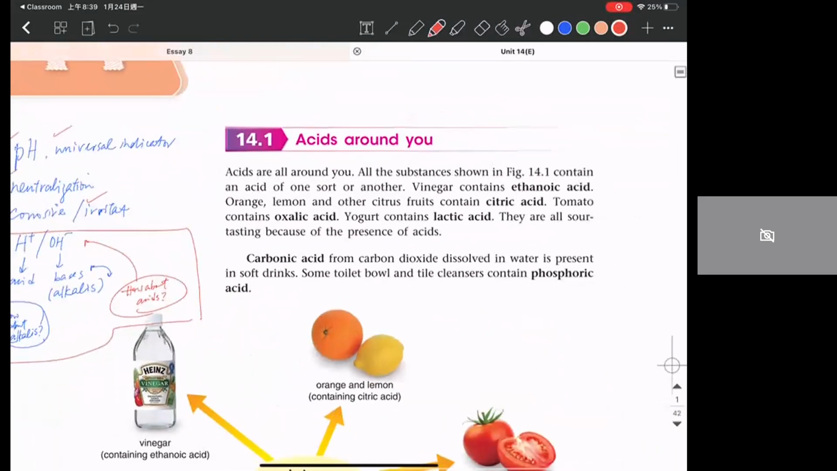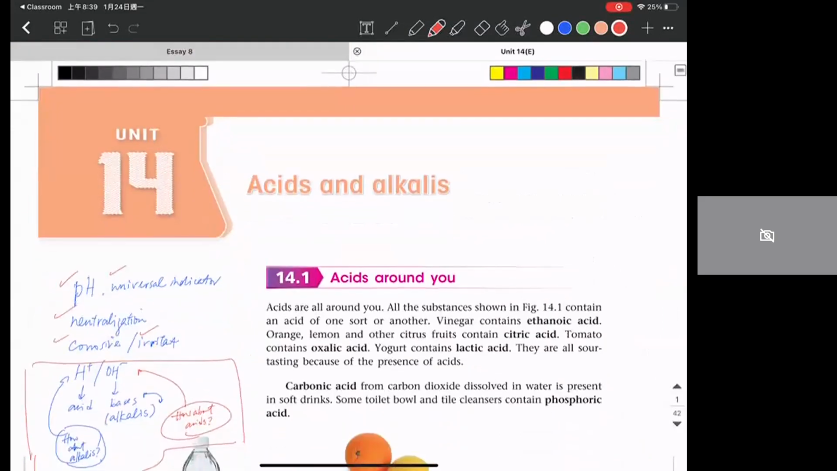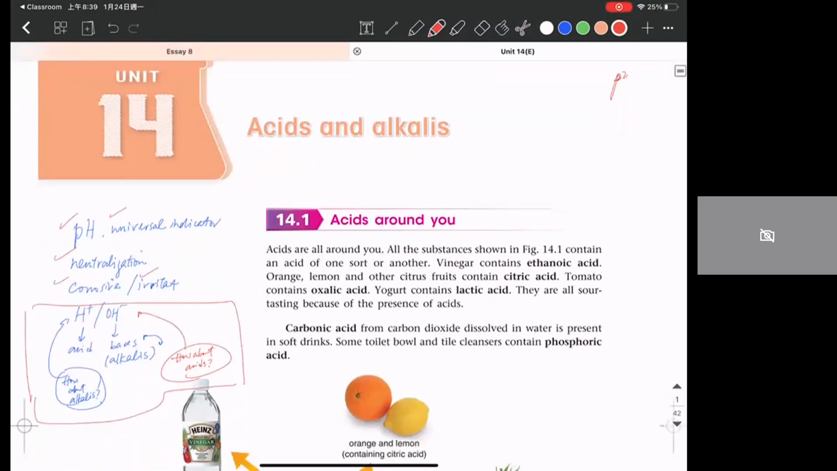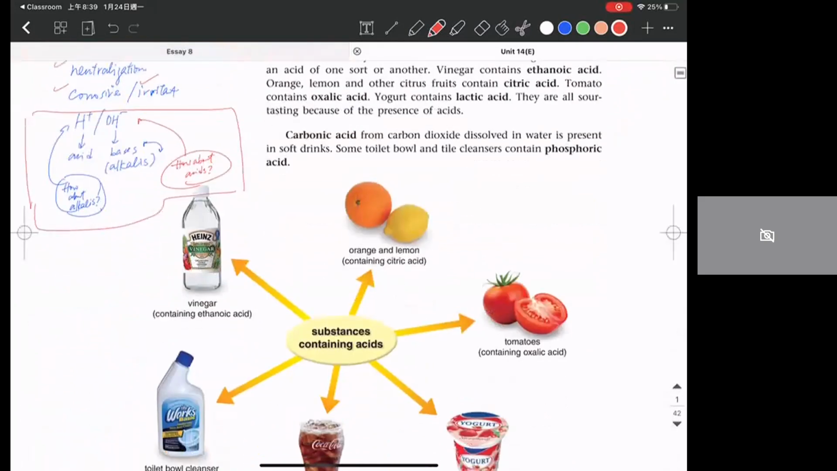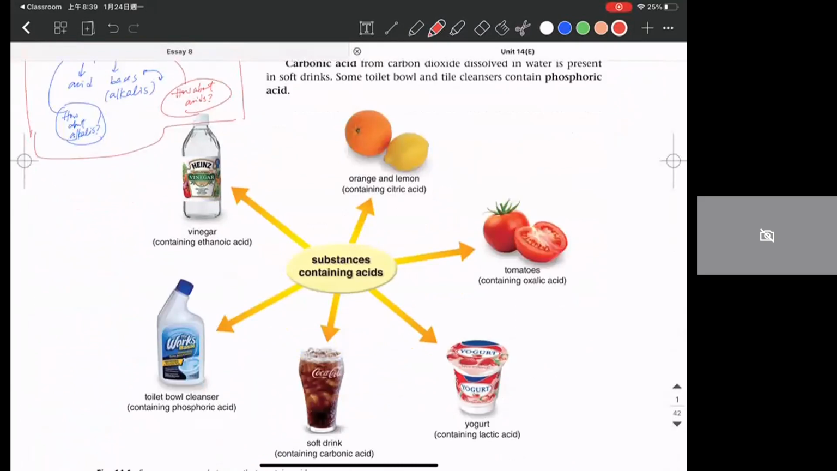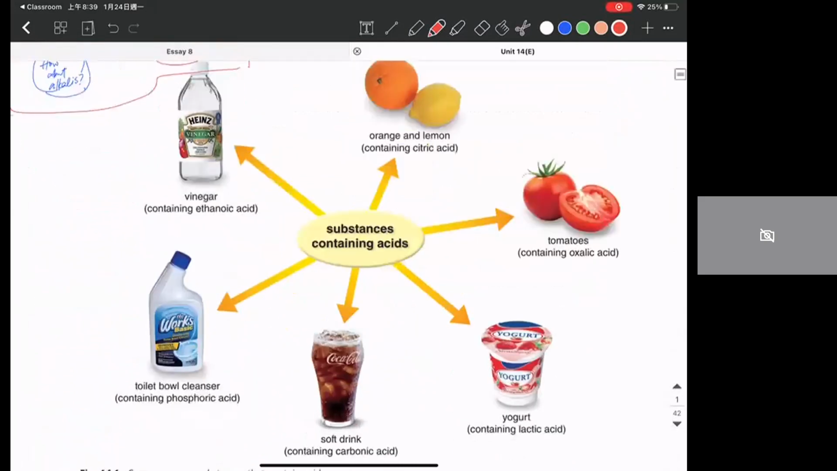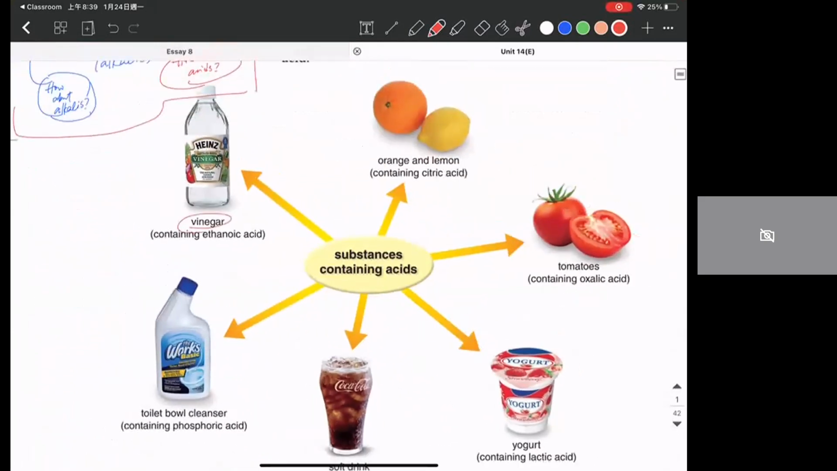Now, take a look at the book. I would like to refer to my copy of the book as well. It's page 2. So you may find that acids and alkalis are quite commonly found beside us. Especially before Chinese New Year, you may have heard of these household chemicals. Can you see that? For example, vinegar, toilet bowl cleanser.